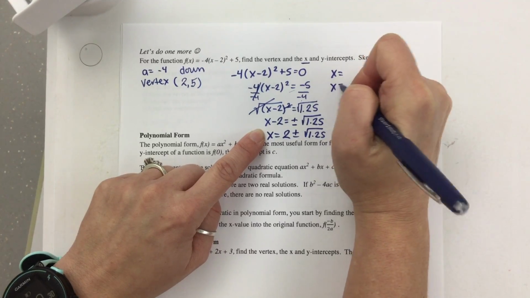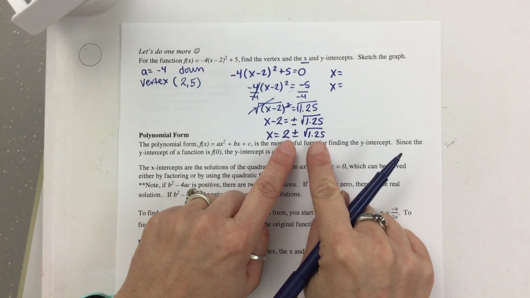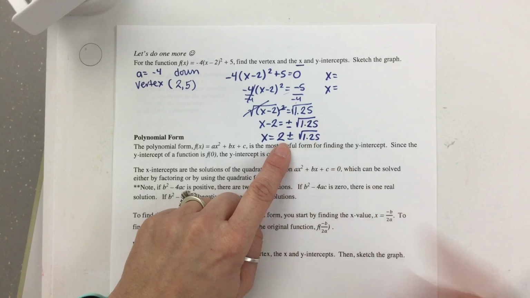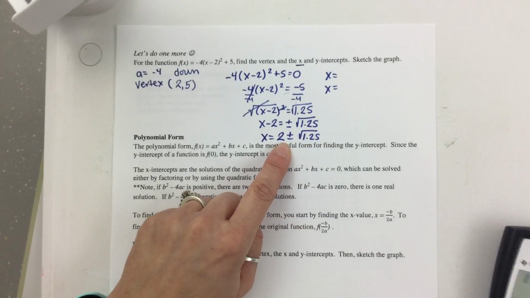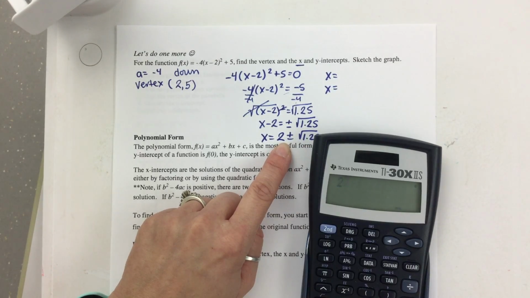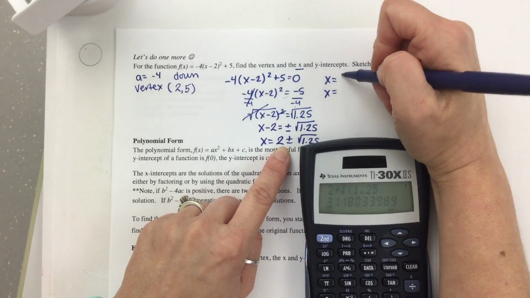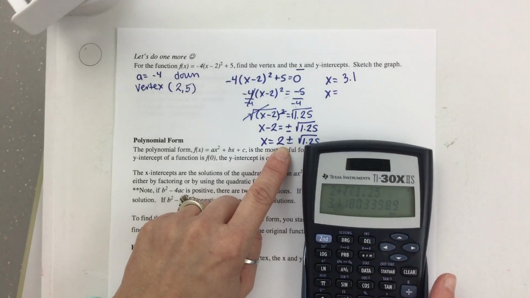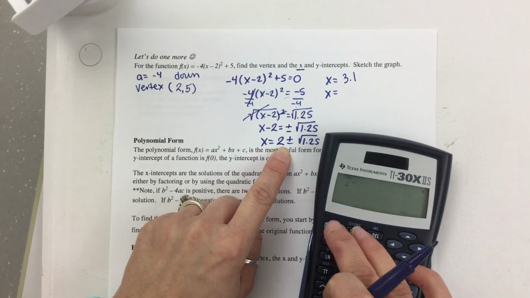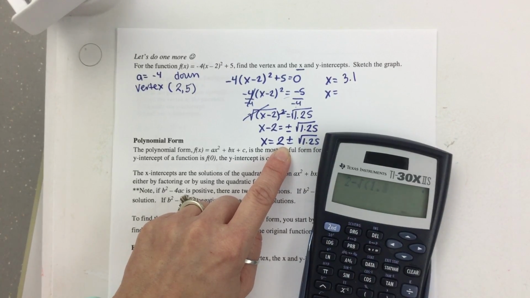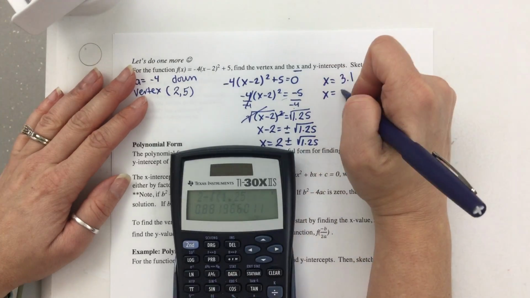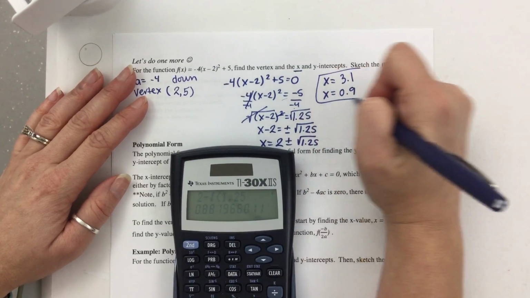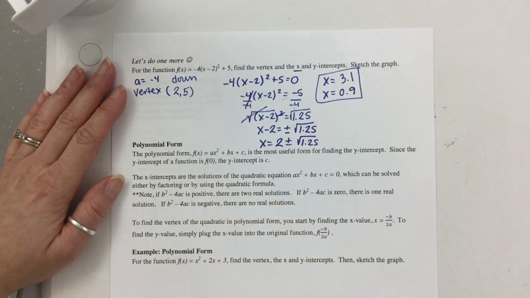I am sketching a graph. So yeah, that's kind of cool, but I want to actually know where it's going to be located. So I need to go ahead and calculate. If I go 2 plus the square root of 1.25, I have 3.1 if I round it to the 10th. If I have 2 minus the square root of 1.25, I have 0.9. So those are my x-intercepts.